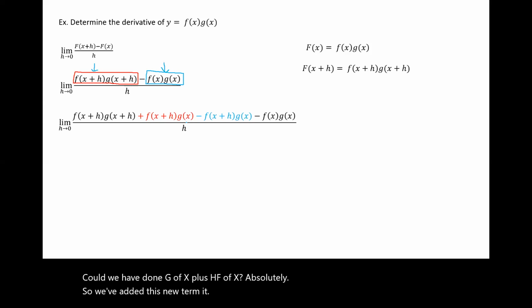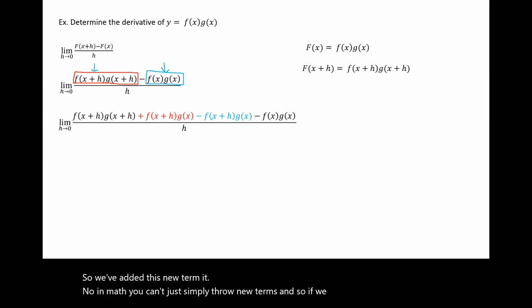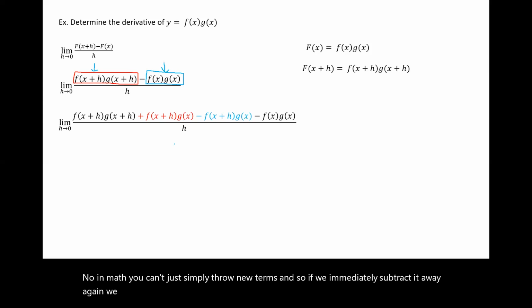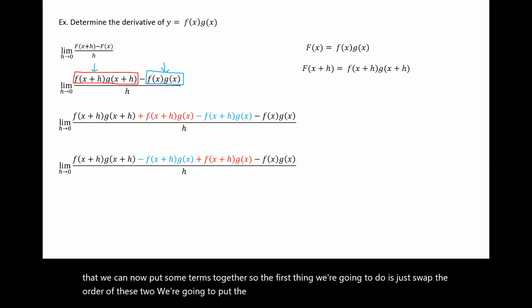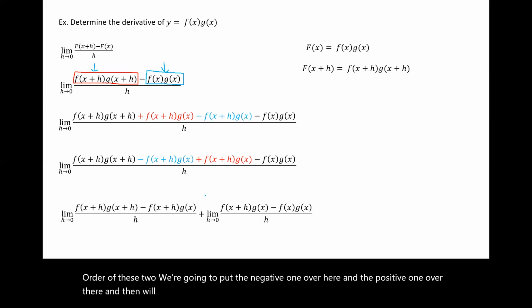Now in math, you can't just simply throw new terms in. So if we immediately subtract it away again, we haven't changed anything. And you might be asking, what is the point? The point is that we can now put some terms together. So the first thing we're going to do is just swap the order of these two. We're going to put the negative one over here and the positive one over there. And then we'll separate them into two fractions so that we can get a better idea of what we're doing.